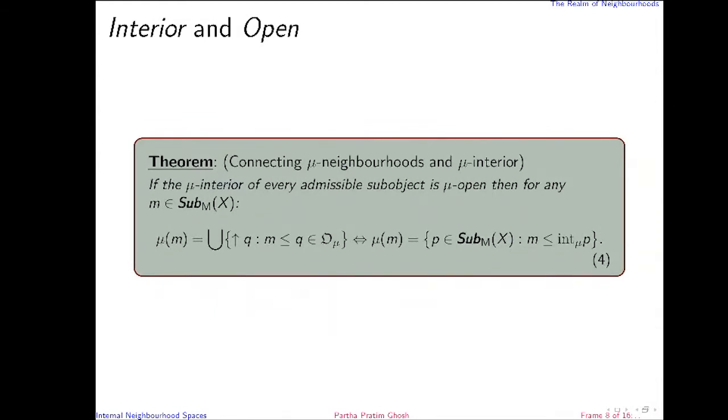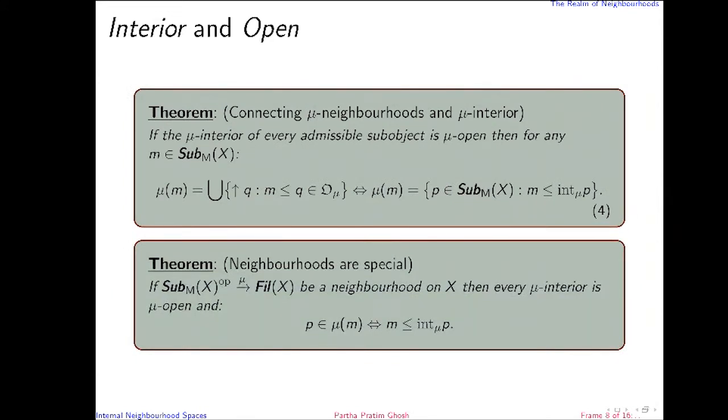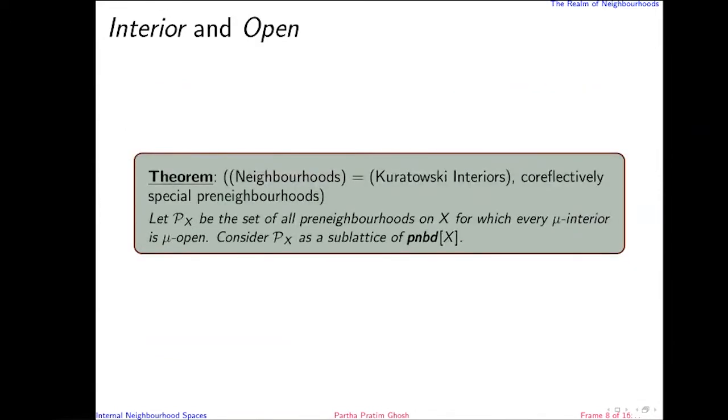And if you have that every interior is mu-open, then there is an alternative way of describing your mu-M as being generated by these. The mu-filter is generated by opens, or as precisely those inside whose interior M is contained. Now, in that case, if every mu interior is open, then the interior operator becomes a Kuratowski operator. And neighborhoods are particular such. So if we have a neighborhood instead of a pre-neighborhood, then every mu interior is mu-open. We have our usual description of the interior: P is a neighborhood of M if and only if M is contained in the interior of P, and it is a Kuratowski operator.